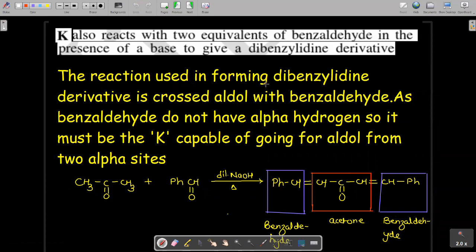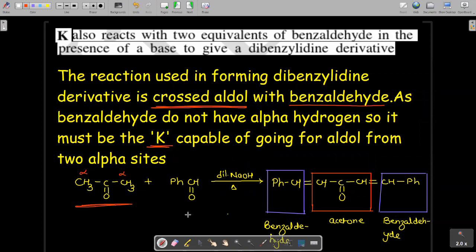The reaction used in forming the dibenzylidene derivative is basically a crossed aldol, in which benzaldehyde is the molecule which does not have alpha hydrogen. So our original compound K must have alpha hydrogens. We have to do aldol two times, so both of its alpha positions must be capable of aldol reaction. Let me exemplify this point with acetone, which has both sides capable of doing aldol condensation.